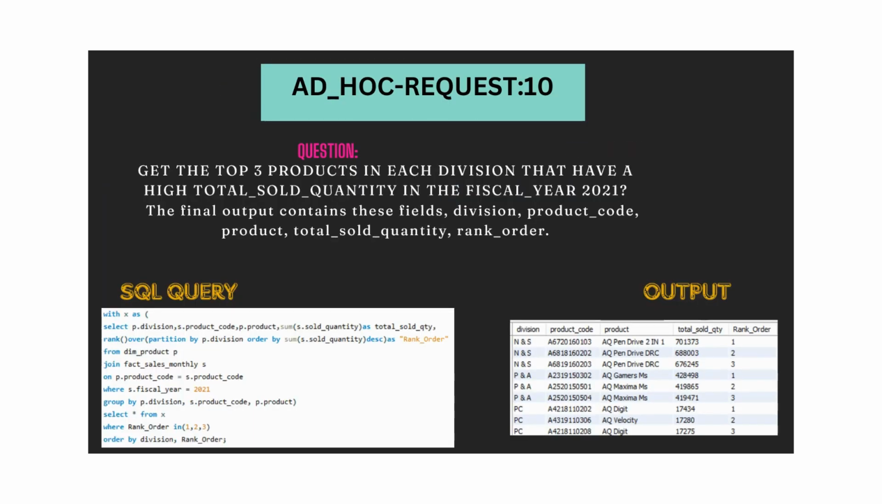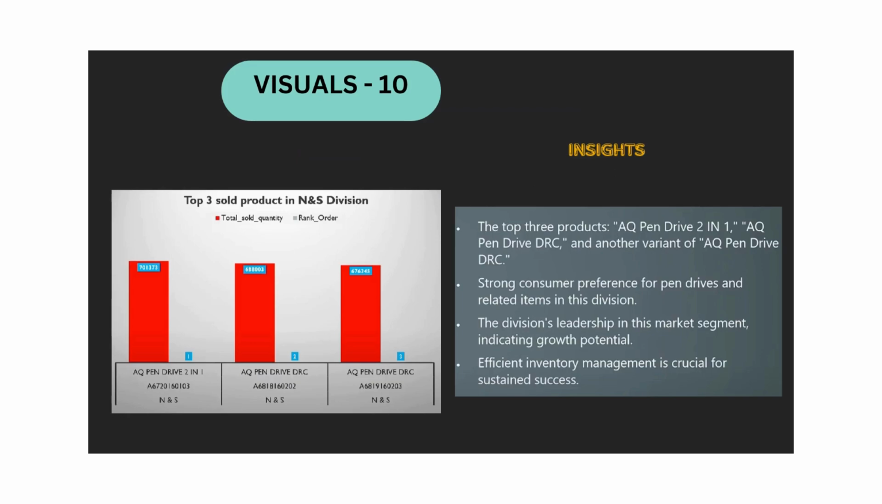And the last question will be: get the top 3 products in each division that have a high total sold quantity in the fiscal year 2021. The final output contains these fields: division, product code, product, total sold quantity, and rank order. Again, we have used a CTE and a join together, and then we got the output here: the top 3 products are AQ Pen Drive 2 in 1, AQ Pen Drive DRC, and another variant of AQ Pen Drive DRC. This shows strong consumer preference for pen drives and related items in the division. Right.